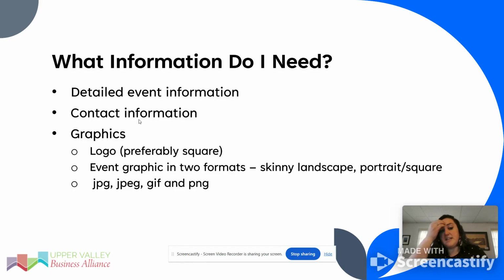There are 3 different graphics that I would suggest that you have. First is a logo for your business or organization, preferably square-shaped, but rectangle works as well. And then you want to have your event graphic in 2 different formats, a skinny landscape and then a portrait or square. I'll show you why in a second. And then lastly, you want to make sure that your graphics are in the correct format because ChamberMaster can only accept JPEGs, GIFs, and PNGs.